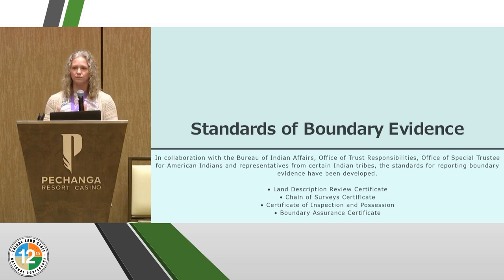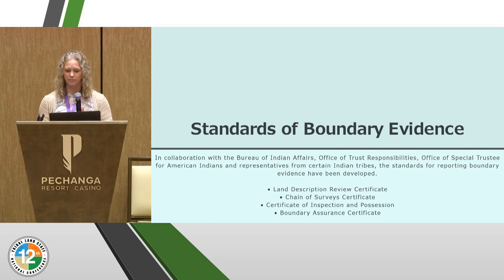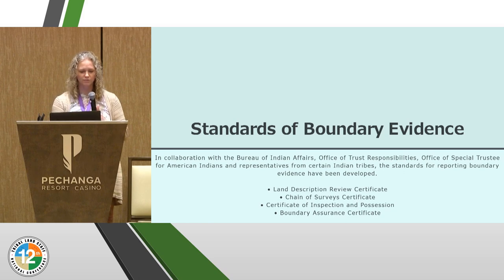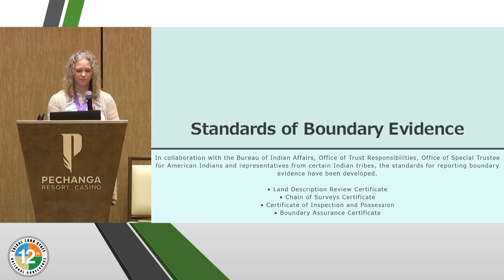So 303 DM 7 offers you some additional tools and resources, and we're going to dive into what those are. Those are the Land Description Review Certificate, the Chain of Surveys, the Certificate of Inspection and Possession, and the Boundary Assurance Certificate. The primary purpose of these certificates is to document and formalize the collection and analysis of boundary evidence for Indian land conveyances.